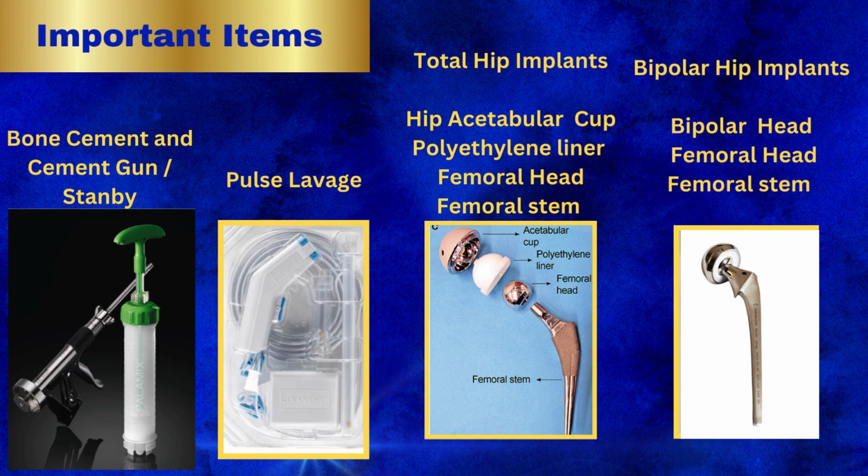Important items that should be ready and available inside the operating room such as bone cement, cement gun, pulse lavage, and hip implants in different sizes. For total hip implants: hip acetabular cup, polyethylene liner, femoral head, femoral stem. For bipolar hip implants: bipolar head, femoral stem.